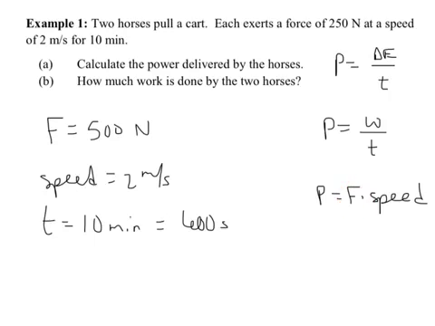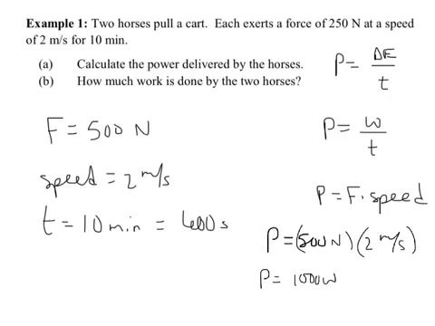We do, though, have the force applied and the speed in this problem. So let's go ahead and plug these two quantities in and get a power. So the math is pretty simple. Power equals 500 newtons times 2 meters per second, giving us a power rating of 1,000 watts.